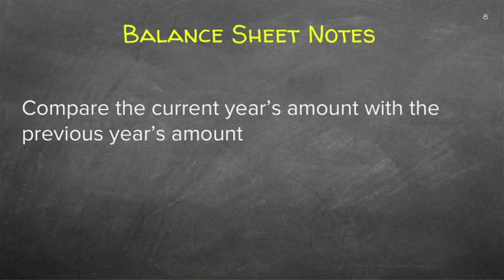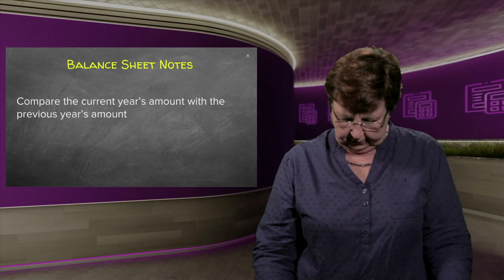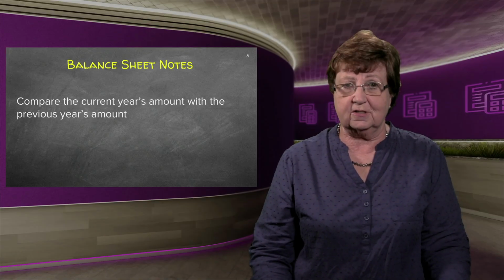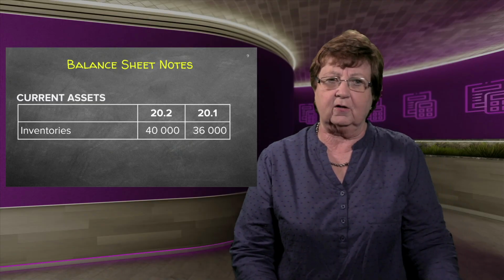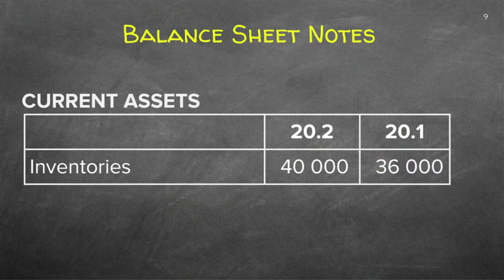I've said that we are going to compare last year's figures with this year's figures. And please, you cannot just look at one year's figures. You have to look at both years' figures and draw conclusions from that. So let's have a look at our current assets. The first item in our current assets is our inventories. If I have a look at last year, the value of inventories was 36,000, and this year it's worth 40,000. Conclusion? Inventories has gone up by 4,000 rand.